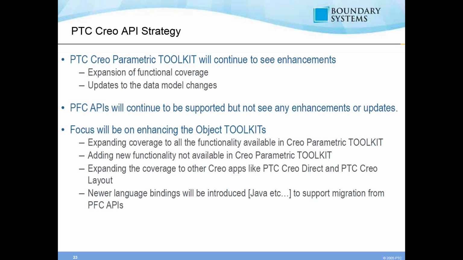The focus is going to be on enhancing the object toolkits, expanding functionality to cover everything that's already available in Creo Parametric Toolkit, additional functionality beyond that, and providing additional language bindings. They've already got C++ and Java. They could potentially add more language bindings beyond those in future releases of Creo.